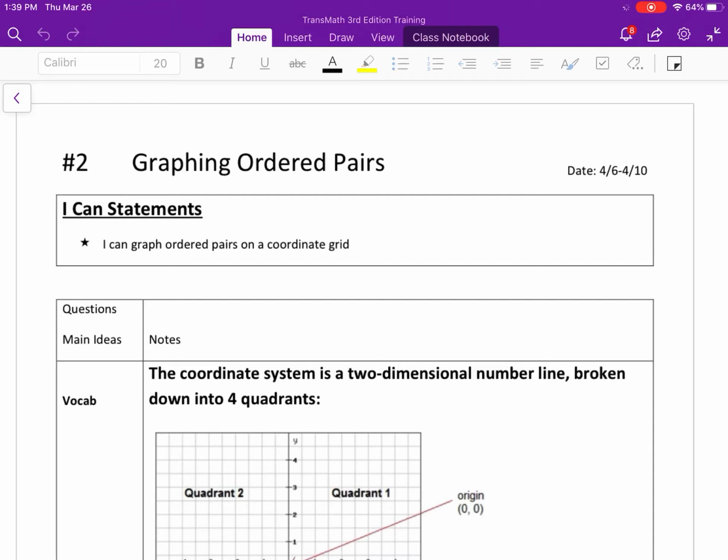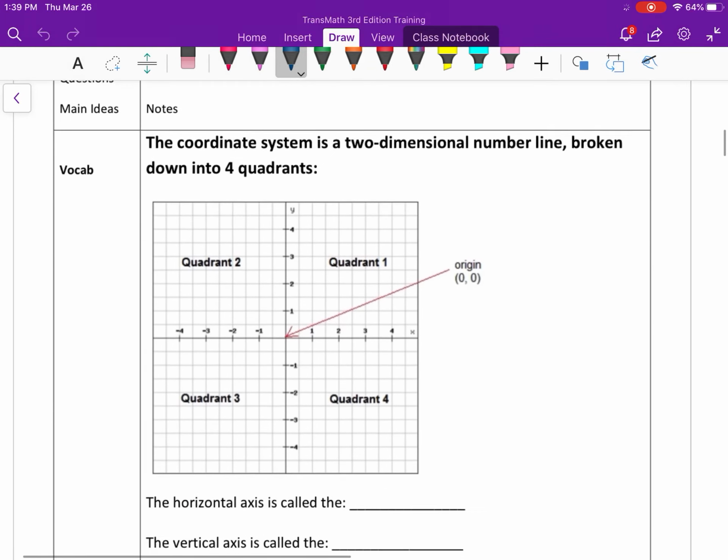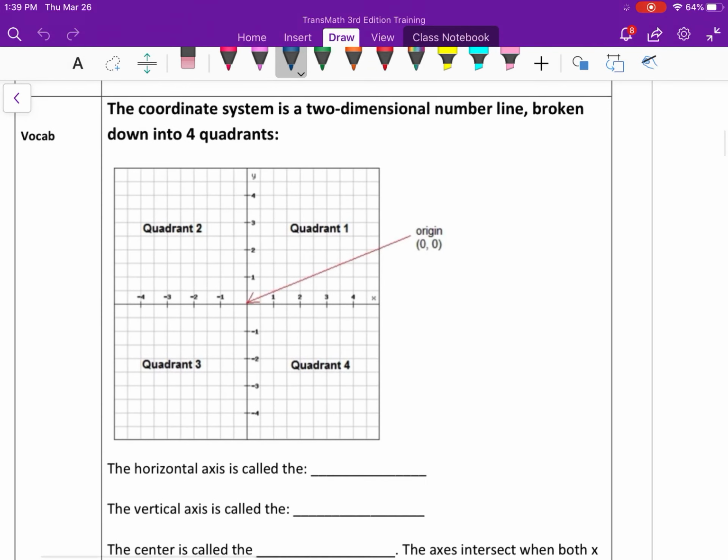So this is a review. We've done this in class, but just wanted to make sure we were all good with graphing ordered pairs. So what is an ordered pair and where do we graph it? So first, let's start with the coordinate system. It's a two-dimensional number line broken down into 4 quadrants. It looks like this. So you have quadrant 1 here, and then it goes counterclockwise, quadrant 2, 3, and 4.